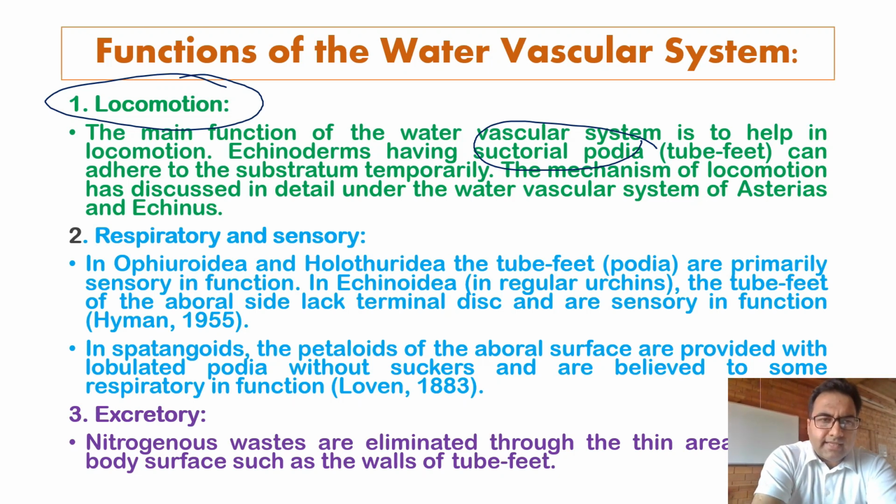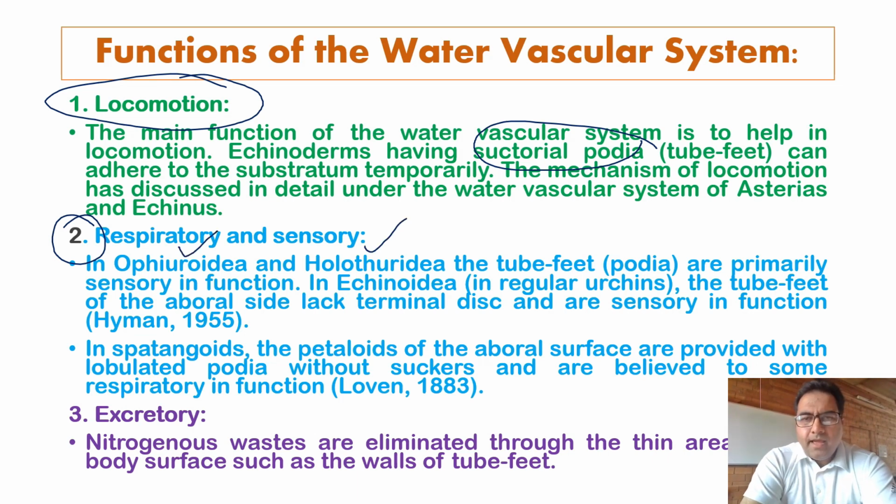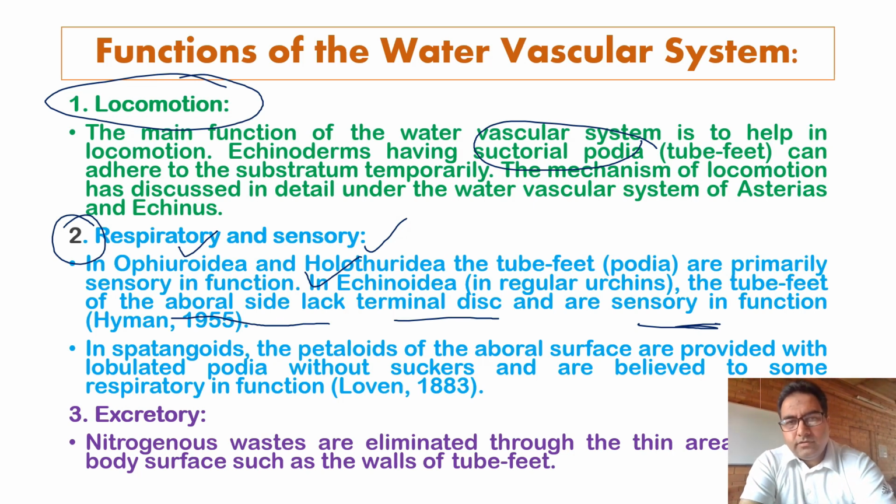The respiratory and the sensory function. In the case of Ophiuroidea and Holothuroidea, the tube feet or the podia are primarily sensory in function. And in the case of Echinoidea, which we call regular urchins, the tube feet of the aboral side lack a terminal disc and are sensory in function. In the case of Asterias, they mostly have the function of locomotion. In the case of Holothuroidea, they mostly have the function of respiration and the sensory function.